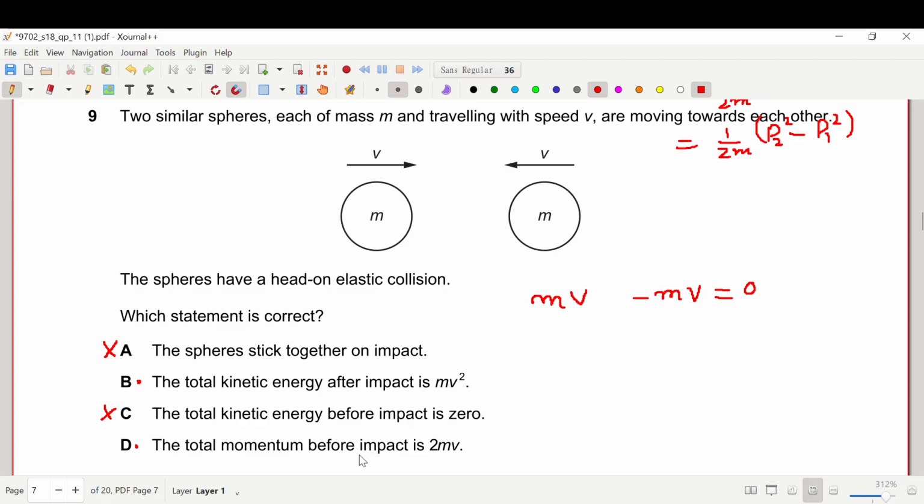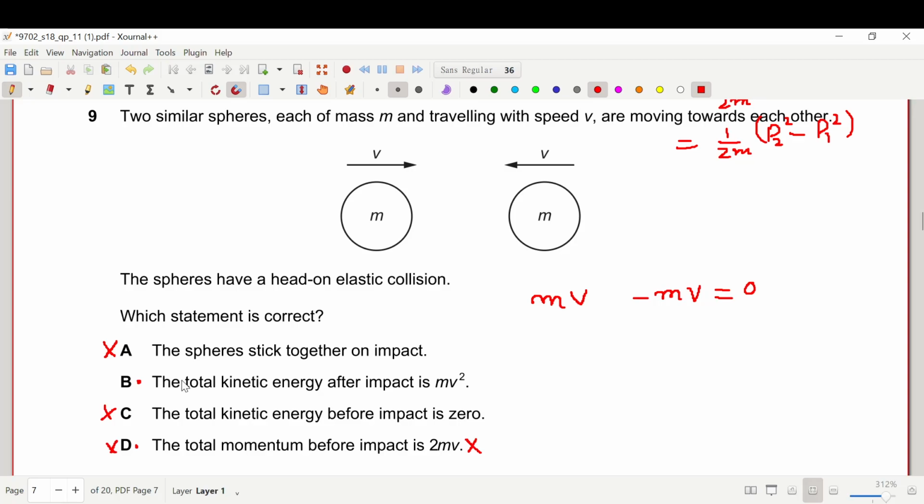Actually, I want to just settle down this statement. The total momentum before the impact is 2mv. So this is wrong because before the impact momentum cancel out हो रहा है. Total momentum होता है this one plus this one. So here is a negative sign due to the opposite direction of the velocity. So this is 0. So this is not correct. So technically we reach up to the conclusion this is our right answer.